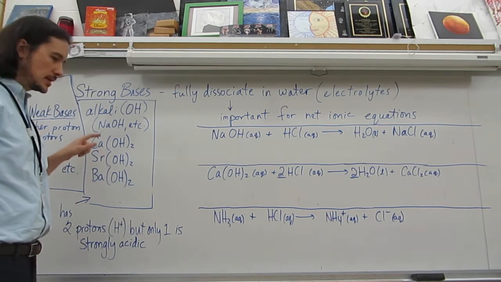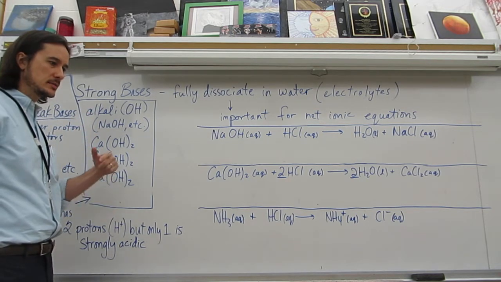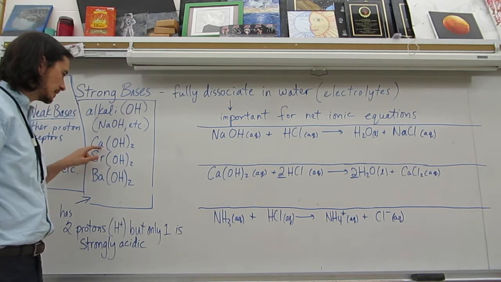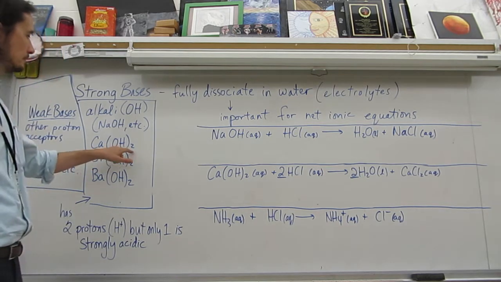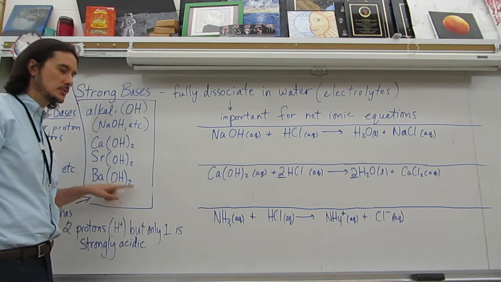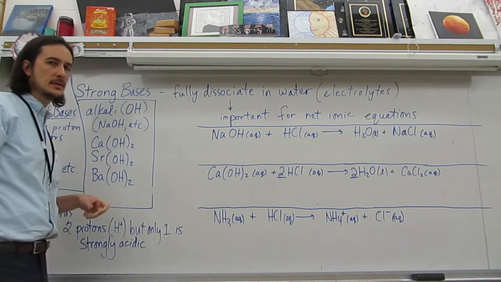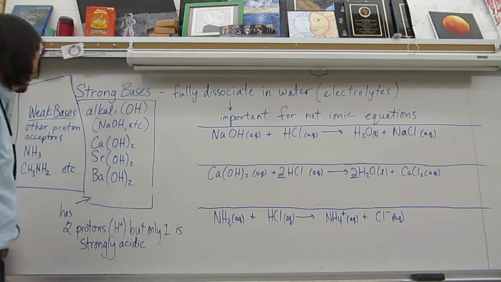There are 3 alkaline earth metal hydroxides that are strong bases, and they are stacked on the periodic table: calcium, strontium, and barium hydroxide. That subscript there, that 2 hydroxides per metal ion, that can be a little tricky later on.